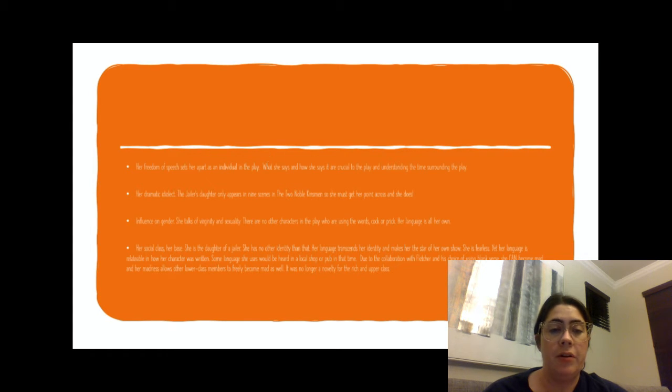The Jailer's Daughter belongs to a certain type of social class, her base. She is the daughter of a jailer. She has no other identity than that. Her language transcends her identity and makes her the star of her own show. Her language is relatable in how her character was written. The language that she uses would often be heard in a local shop or pub during that time.